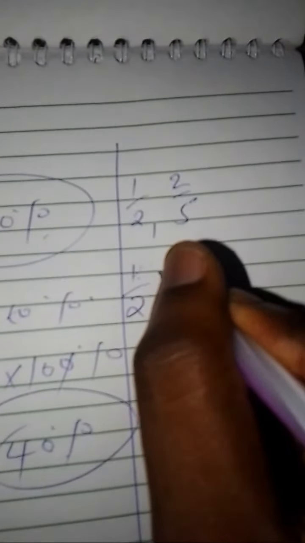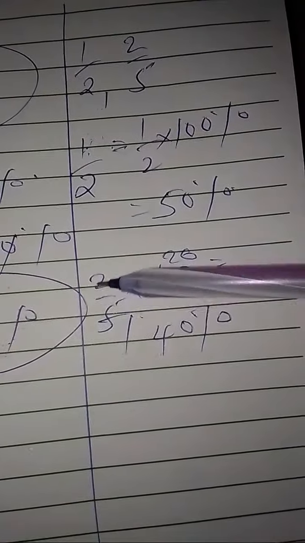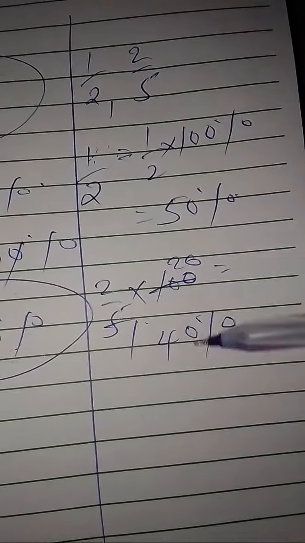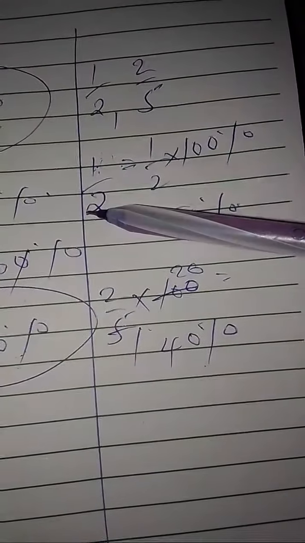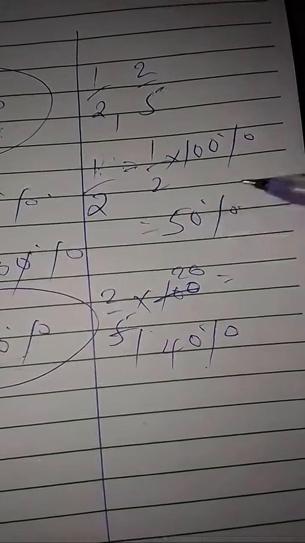1 over 2 is a half multiplied by 100%, and the answer is 50%. Now, coming to 2 over 5, we shall pick 2 over 5 multiplied by 100%. So 5 once, 5 into 100 is 20, and the answer is 40%. Now see, 2 over 5 when converted into a percentage is 40%. 1 over 2 when converted into a percentage is 50%.